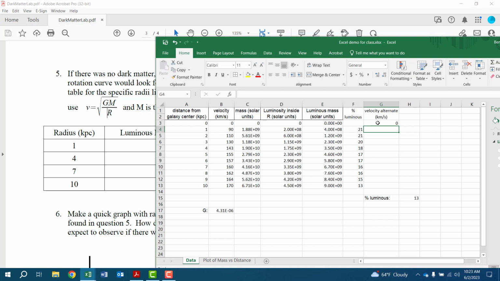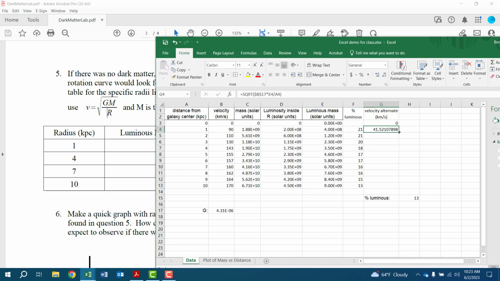And then here I'll say the velocity we would expect equals, to use the square root function, just type SQRT, open parentheses, and I need G times M divided by R. So let me click on the cell for G. You'll recall we have to make an absolute cell reference, so tap F4, in my case it's function F4, times, that's the asterisk, times the luminous mass in that row, which we already calculated, and then divide by the radius, which is this number over here, close the parentheses, and if I did this correctly, Excel should use this formula to calculate the speed. Let me double click.